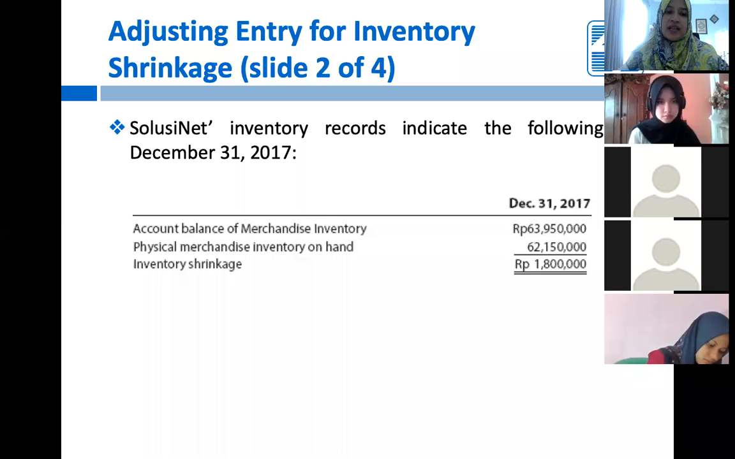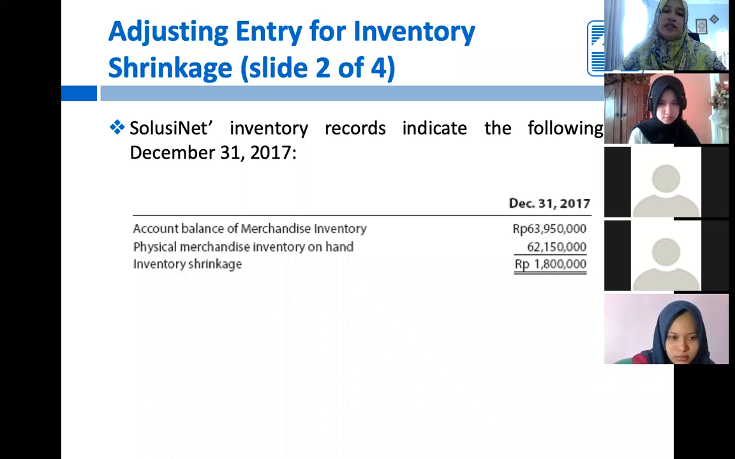Okay. Let's say for this example, the account balance of merchandise is 63,950,000, whereby the physical merchandise inventory is 62,150,000. So there is a difference of 1,800,000.